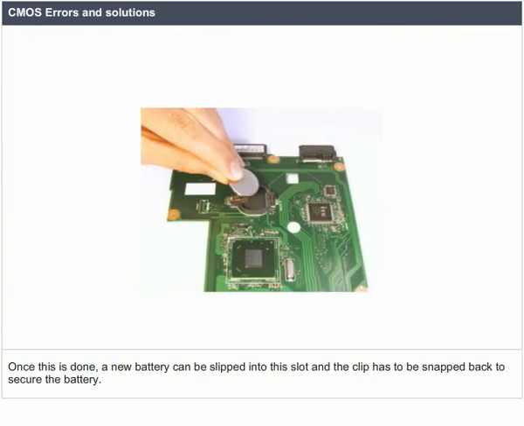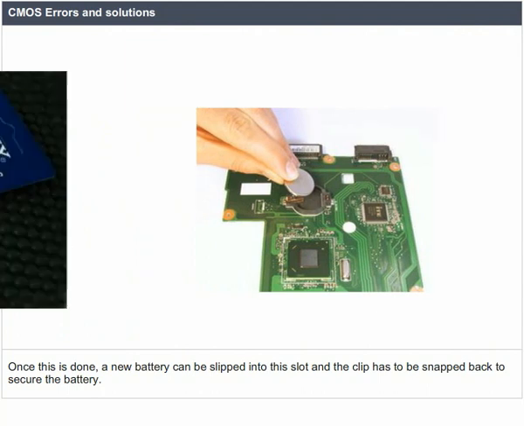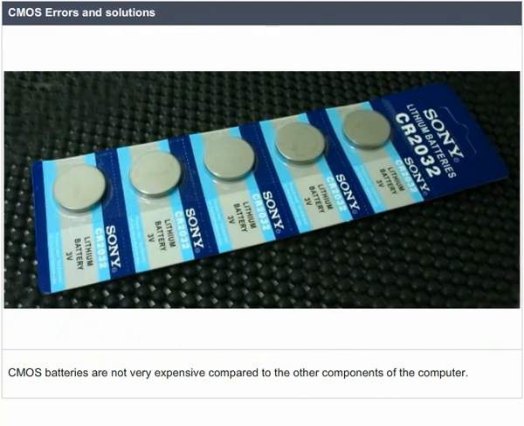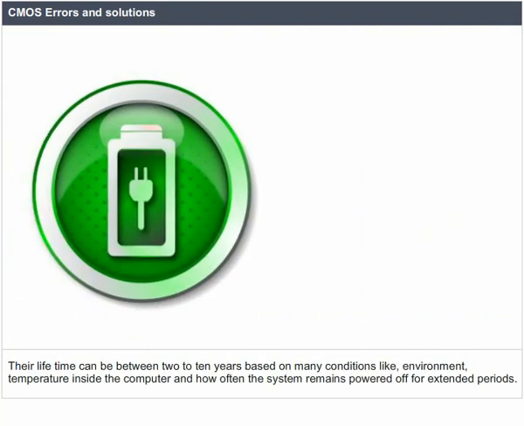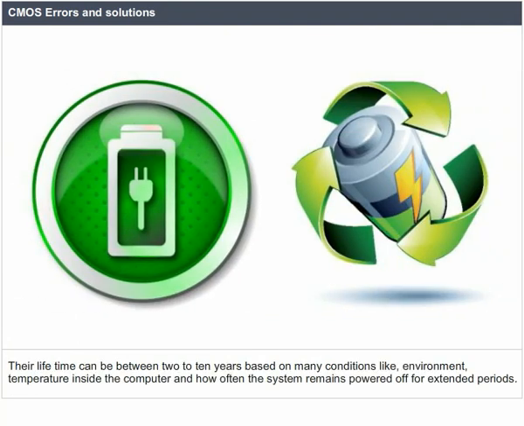CMOS batteries are not very expensive compared to the other components of the computer. Their lifetime can be between 2 to 10 years based on many conditions like environment, temperature inside the computer, and how often the system remains powered off for extended periods.